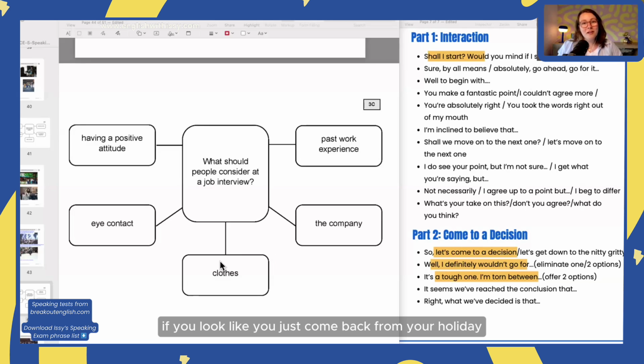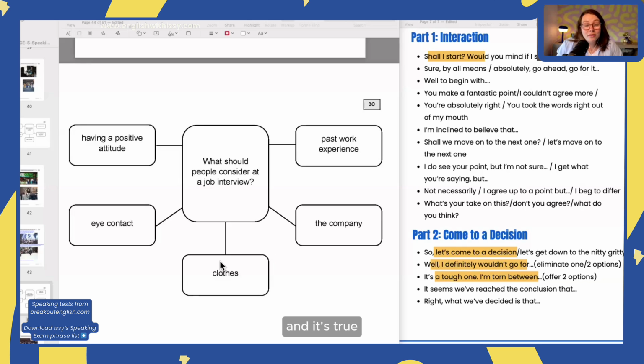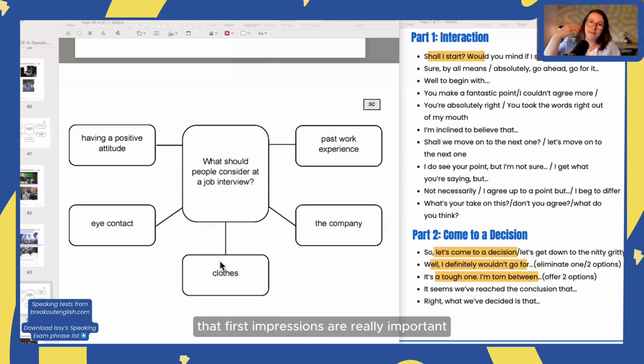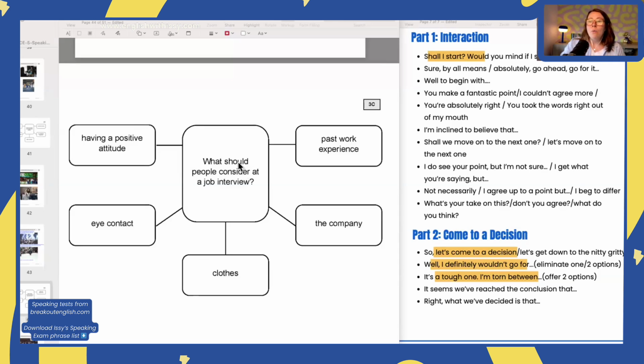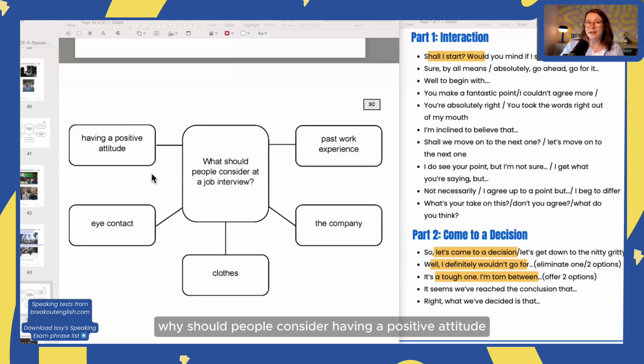If you look like you just came back from your holiday, or if you look like you slept under a bridge, it might not leave the best first impression. And it's true that first impressions are really important. Now we're starting to develop some points. That's good. Why should people consider having a positive attitude?